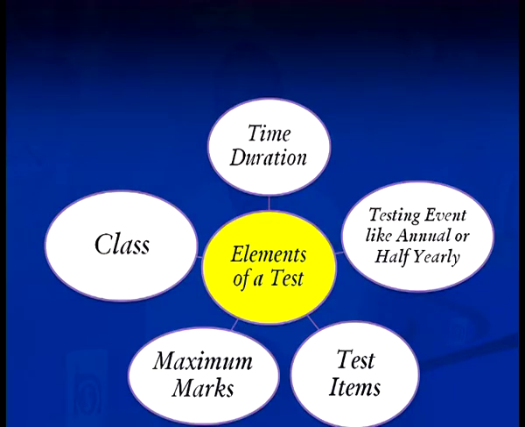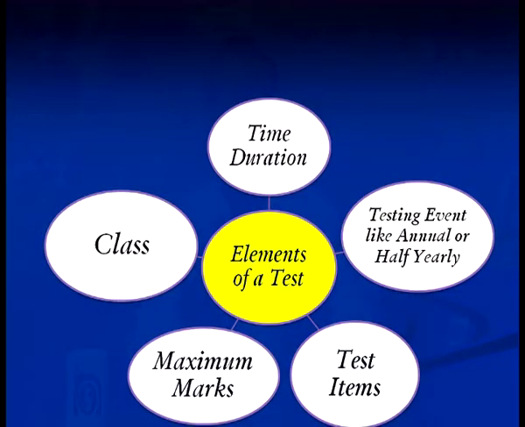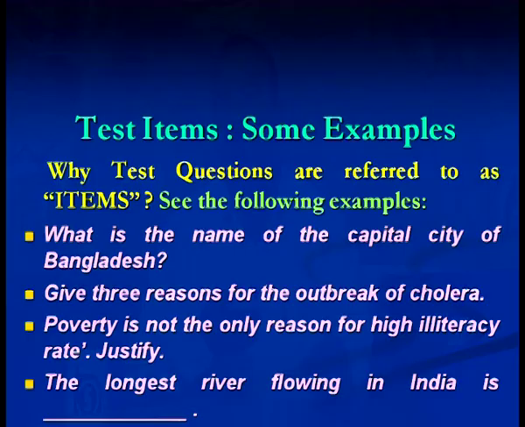Then another element of a test is testing event. That is annual test or half yearly test or unit test. Then the test comprises of items. Items means questions. So the test is comprised of questions. So these are the elements of a test: class, subject, time, maximum marks, test items, and for what purpose or for what duration. Half yearly test is that, or unit test is that, or weekly test is that.